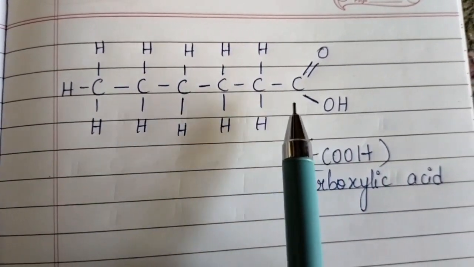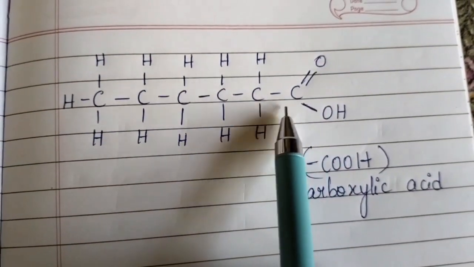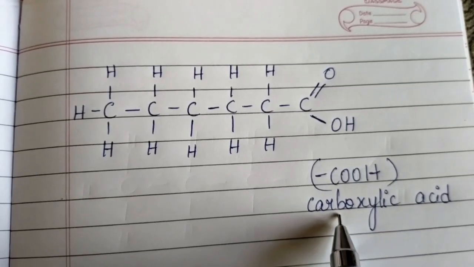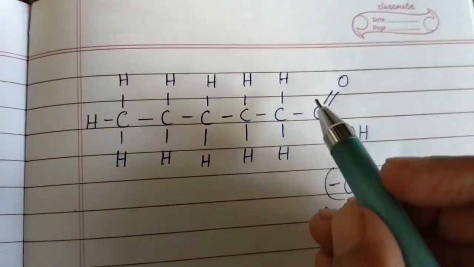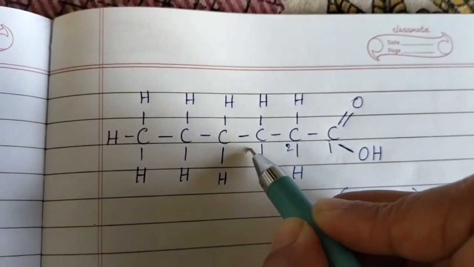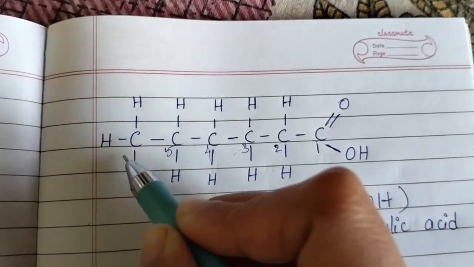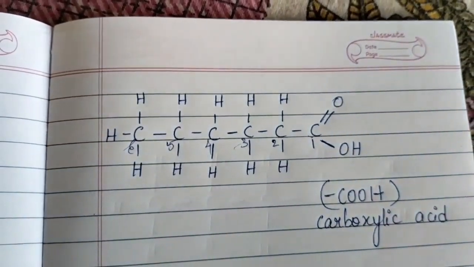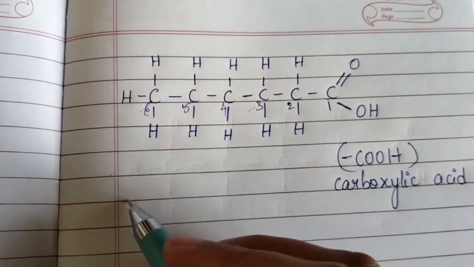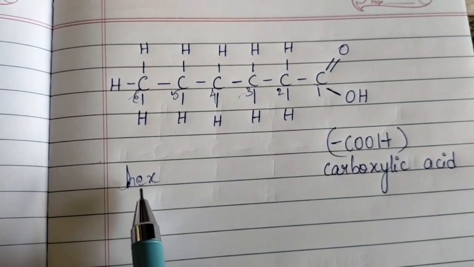Now the next step is to start numbering the carbon atoms. So you have to start numbering from this carbon atom, because the carboxylic acid functional group has to get the lowest number. So let us start numbering 1, 2, 3, 4, 5 and 6. In total there are 6 carbon atoms in the entire chain. So the root word used will be hex. Hex is the root word used.